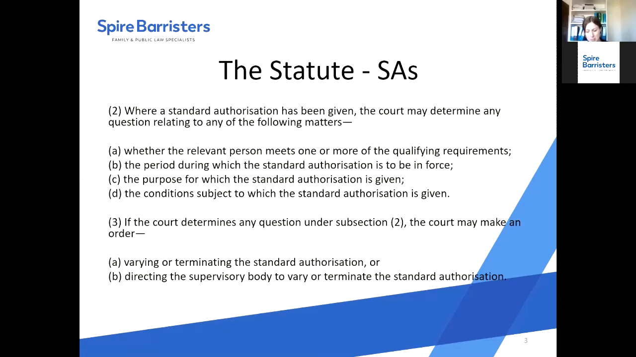You may see in some applications that all of these issues are raised. So we're making a challenge that the qualifying requirements aren't met, and we're also challenging the period, purpose and conditions. I'm going to talk a little bit about statements of facts and grounds in a moment, but in reality, the vast majority of cases are challenging the actual qualifying requirements. There are 6 of those, which you're probably aware of. And again, the vast majority of cases deal with the mental capacity and the best interests qualifying requirements, and the others don't really get a look in.